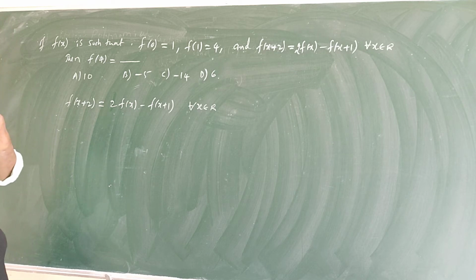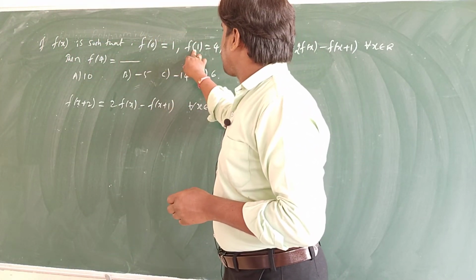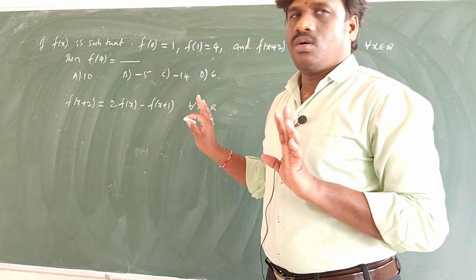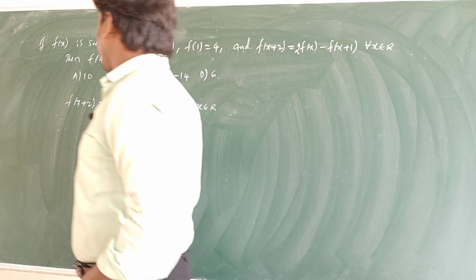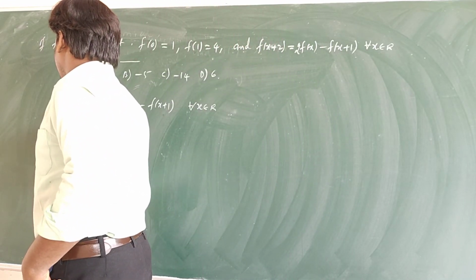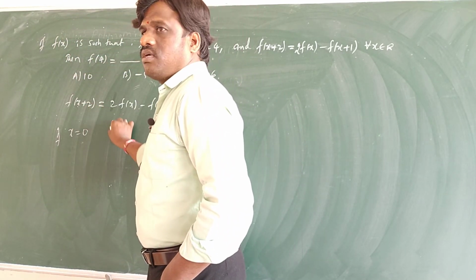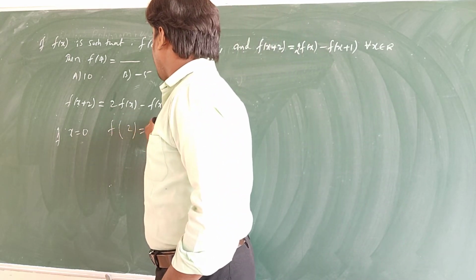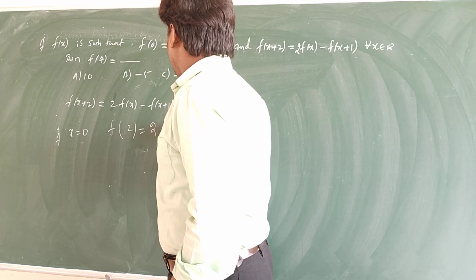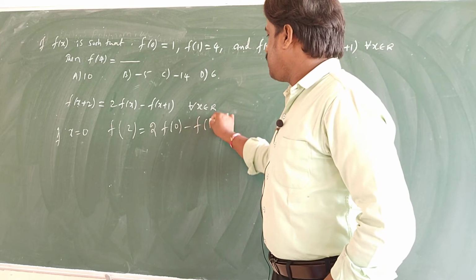So what do I do, sir? Here I substitute 0. I see first whether these two things can be used here or not. Okay, I can take x as anything. So if I substitute x = 0, let's see what I will get. Tell me. f(0+2), that is f(2), is equal to 2f(0) - f(0+1), that is f(1), right?